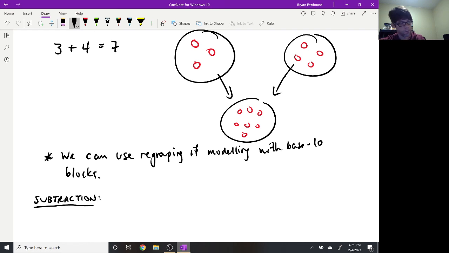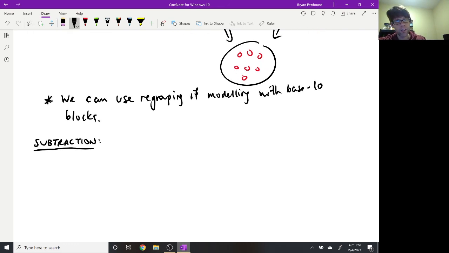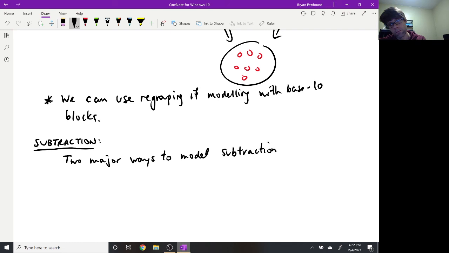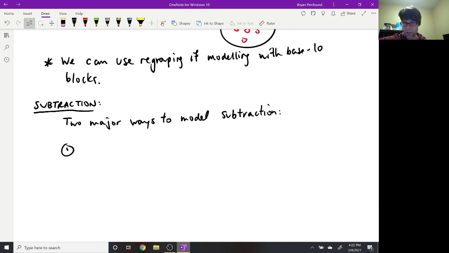Okay, let's talk about the fun one. I actually really like thinking about subtraction and thinking about ways to model subtraction. So there's two major ways to think about subtraction. The first one we don't use with regards to thinking about the algorithm for subtraction, in my opinion.